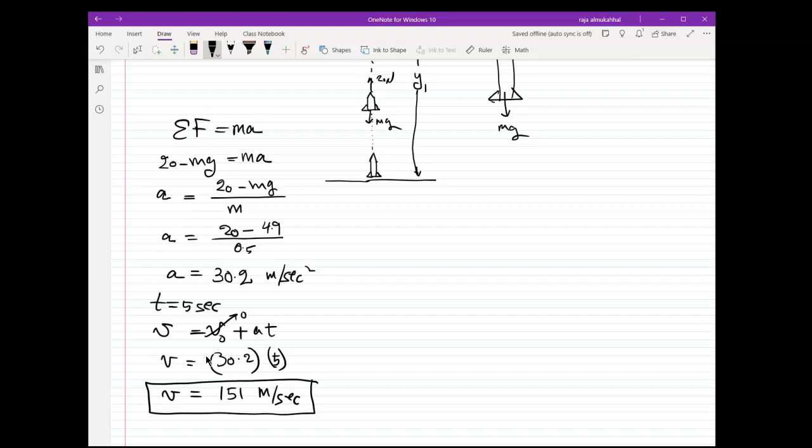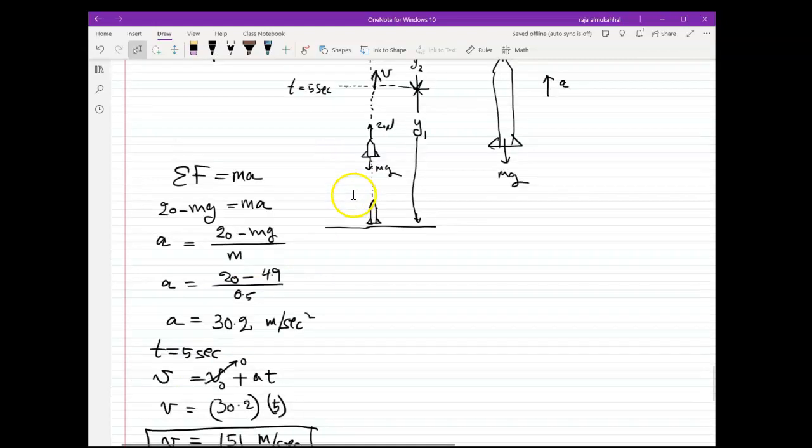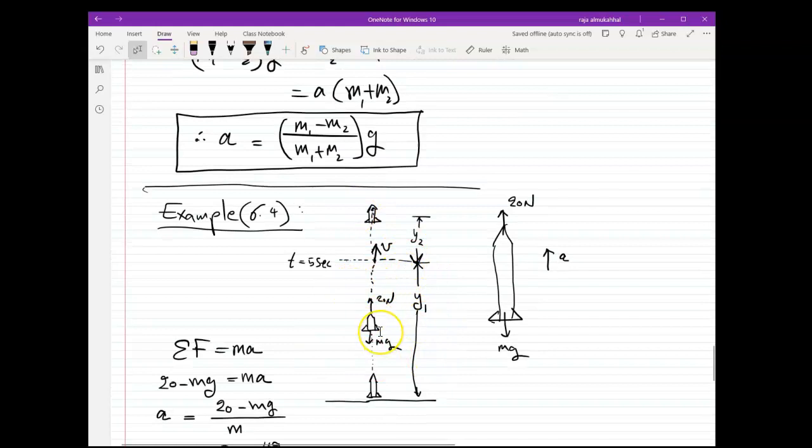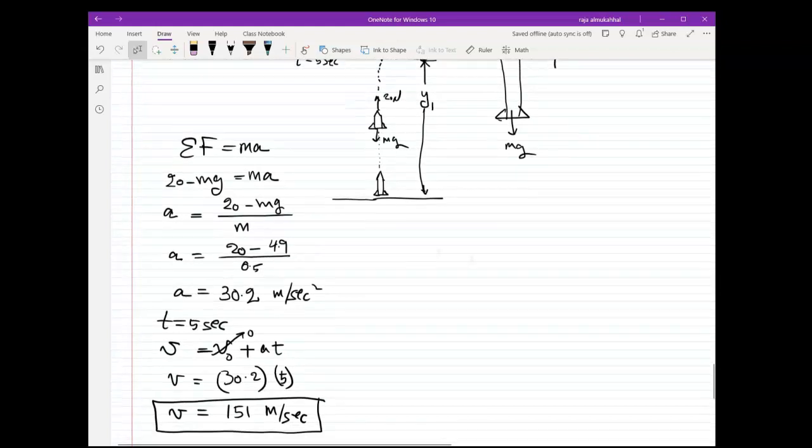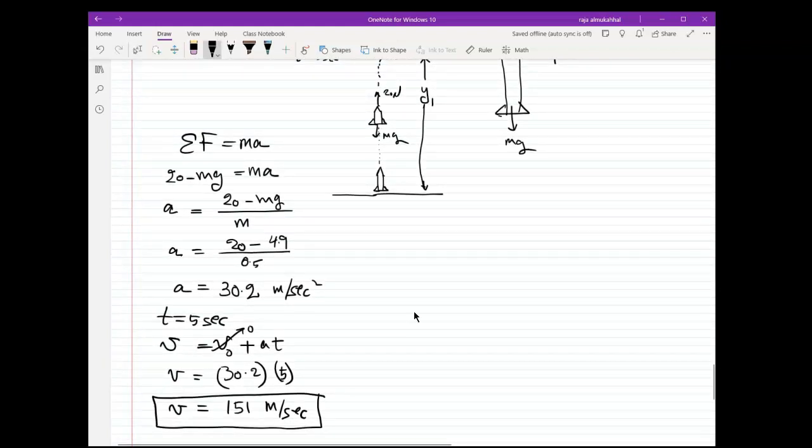Now, if I know that, I want to find the height, this height right here, y1. How do I find it? I have pretty much everything. I know the initial velocity is 0. I know the final velocity is 151. I know the time. So it becomes a simple problem to find y1. I can use really any equation I want to. Let me use the middle one, which is V squared equals V naught squared plus 2ay, y1 that is.